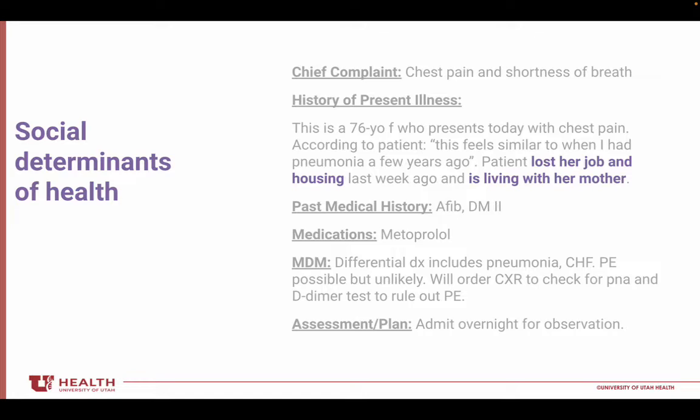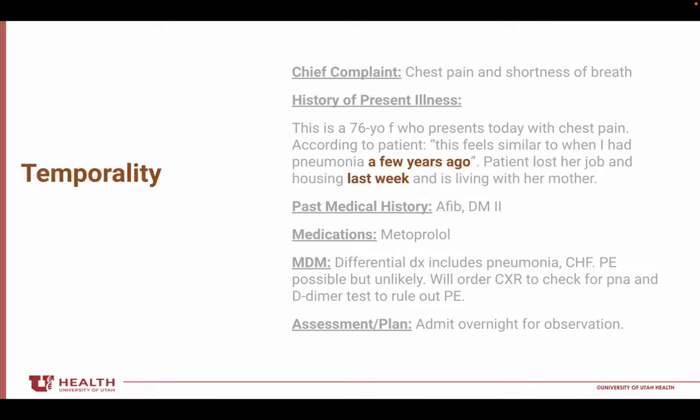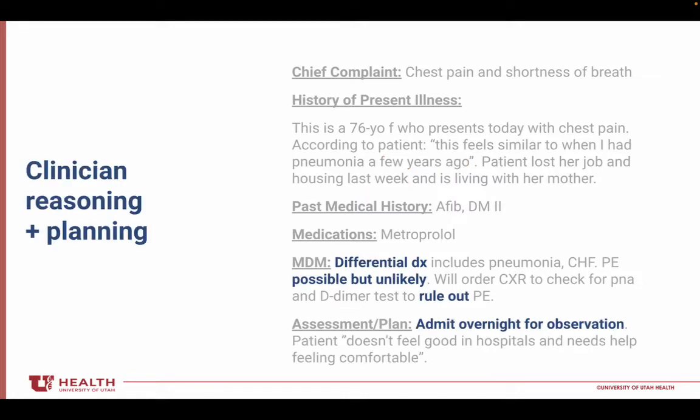They're living with their mother, and so you can infer that they have some social support from their family. And there really aren't ICD-10 codes for some of these concepts. You can see things like temporality. So they had pneumonia a few years ago. They lost their housing just last week, so this is much more recent.